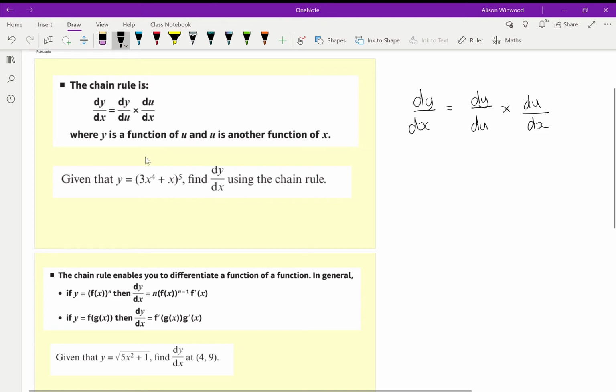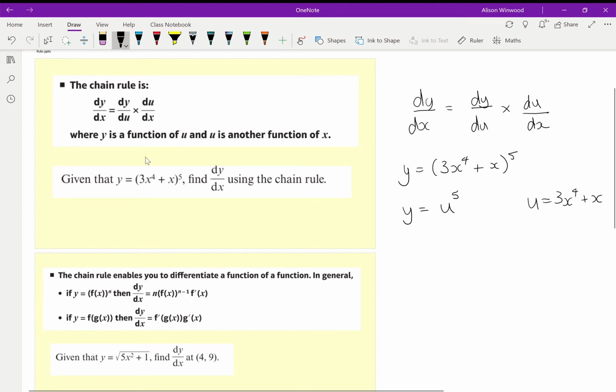So what do we mean by this? Let's look at this example. I've got y equals (3x^4 + x)^5. Now I could say that this is basically u to the power 5, where u is what I've got in brackets, 3x^4 + x.